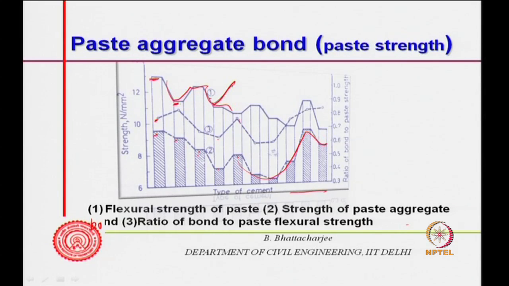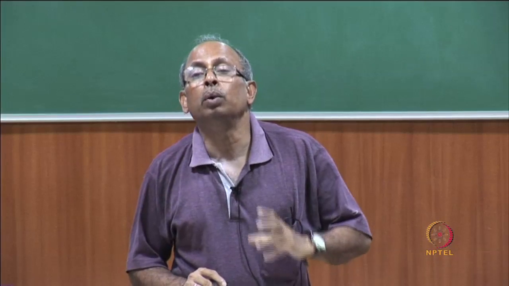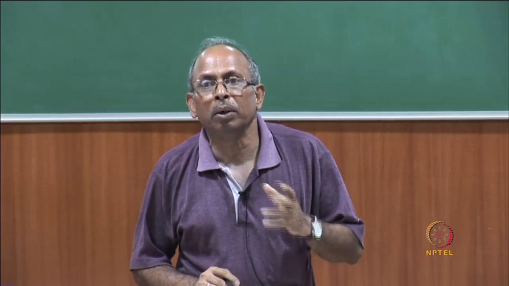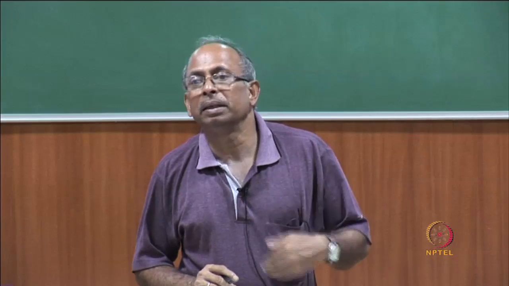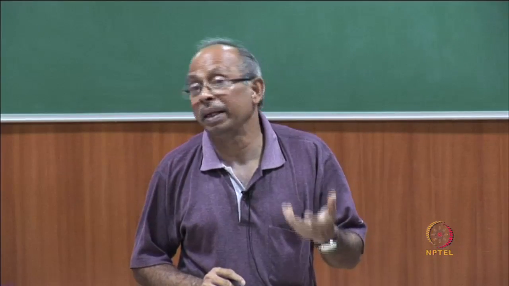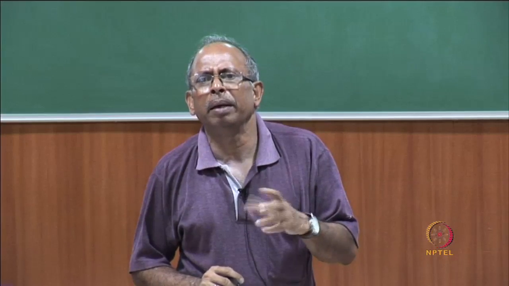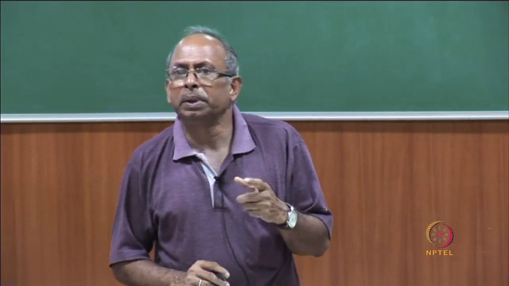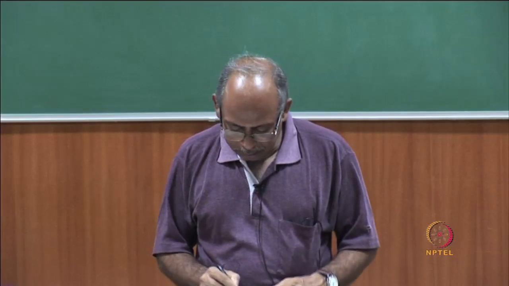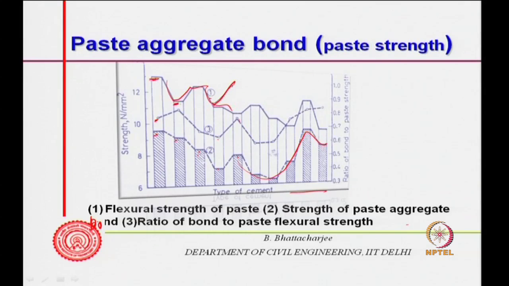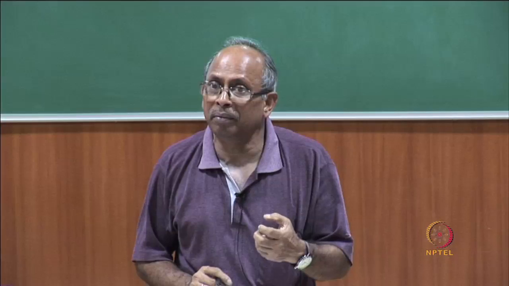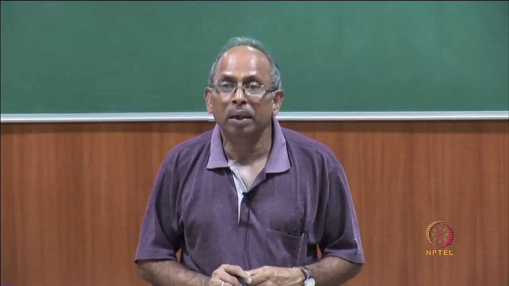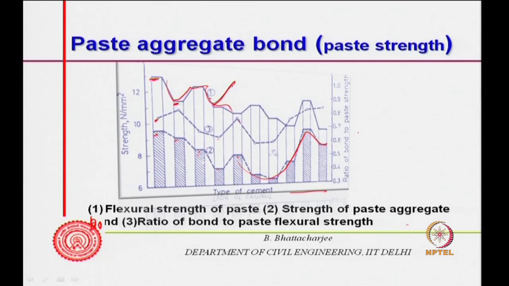In other words, paste strength does not directly, or 100%, govern the bond strength. If that had been the case, for example, if I increase the flexural strength of the paste itself, in a way a measure of tensile strength, then the strength of the paste aggregate bond would have been solely dependent on the strength of the paste, and I would have got a constant line for this ratio. But I am not getting a constant line. It means there are other factors which govern.